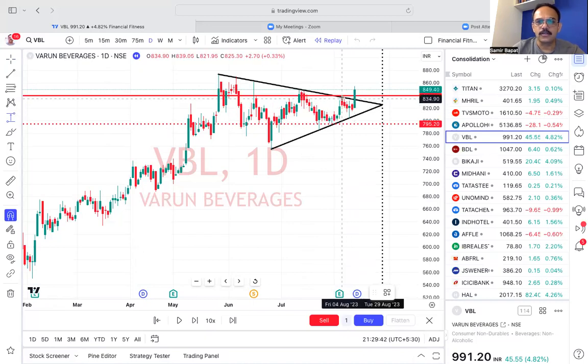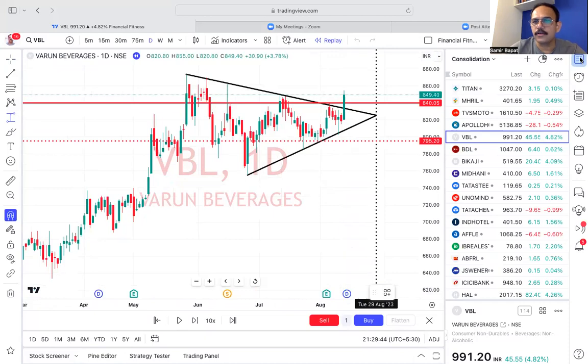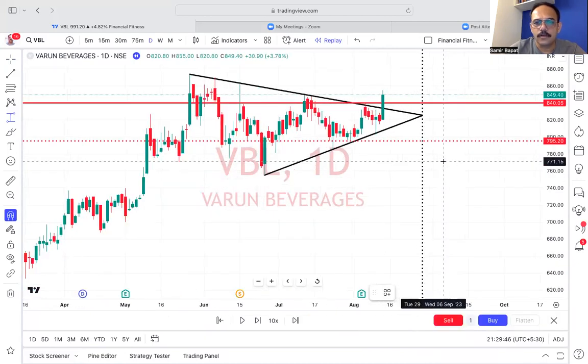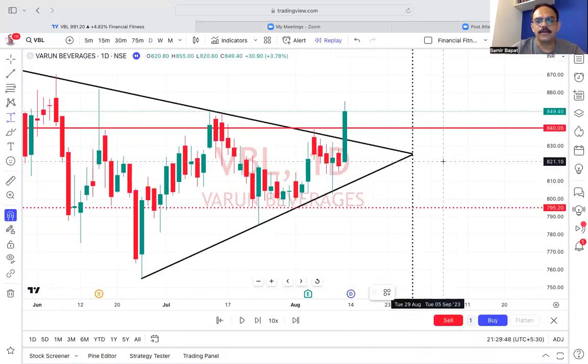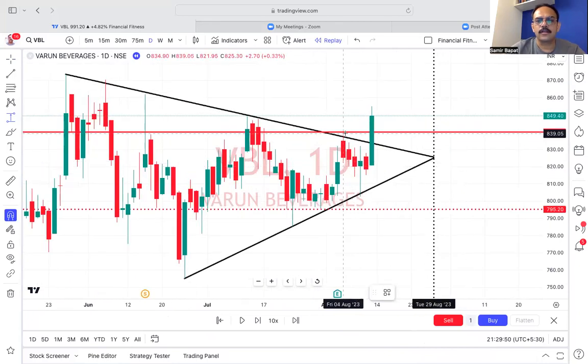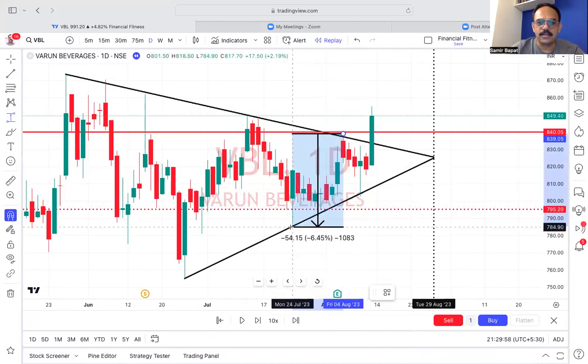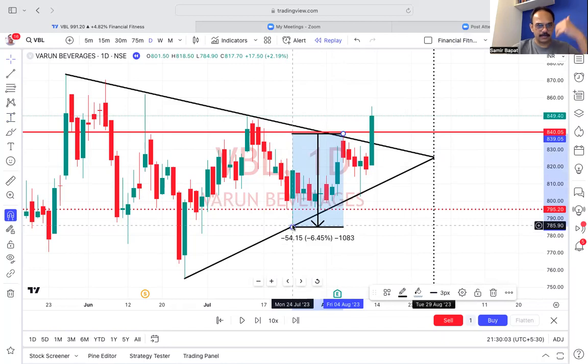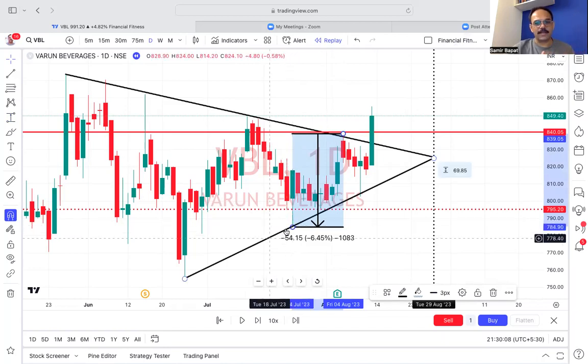Can you enlarge it a bit? Okay. Now this is where it has broken out. So let me take it from here till where it touched the triangle. If you see the distance from here to here, where the price touched the bottom line, this is the bottom line, the price had touched here, correct?